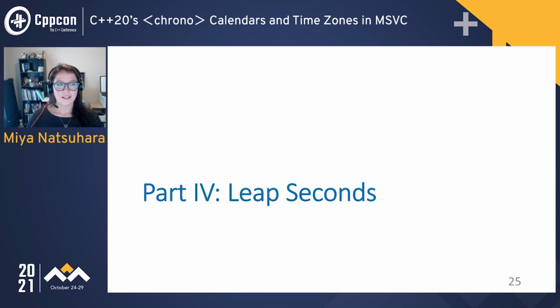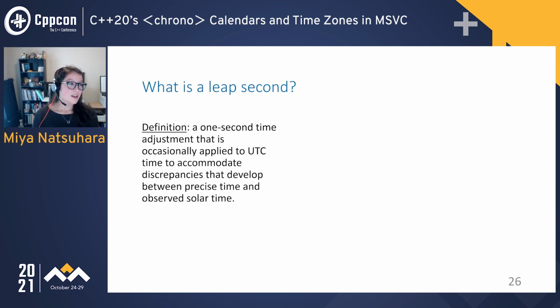Okay, leap seconds. I've talked about it a couple times, and you're probably curious at this point if you're not familiar with what they are. So let's just dive in a little bit and get some background on what leap seconds are. So a leap second is a 1 second time adjustment that is occasionally applied to UTC time to accommodate discrepancies that develop between precise time and observed solar time. So precise time being the thing that just kind of ticks forward regularly that we think of as time, and observed solar time being what the Earth is doing with the sun and stuff like that, if we need to kind of make that adjustment every once in a while.